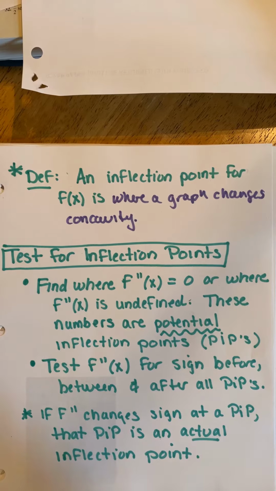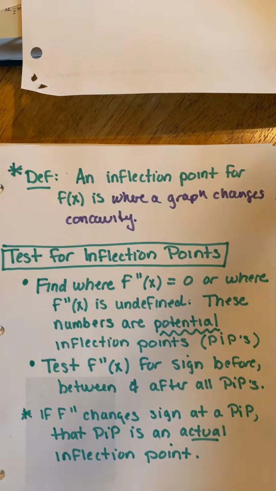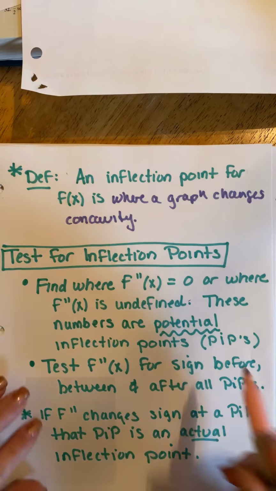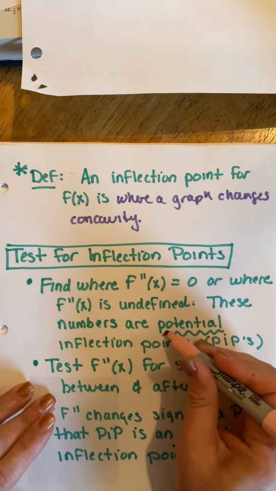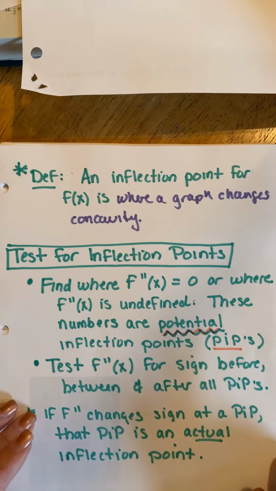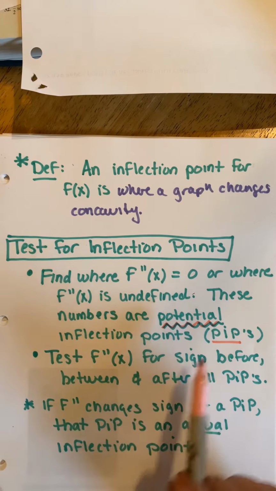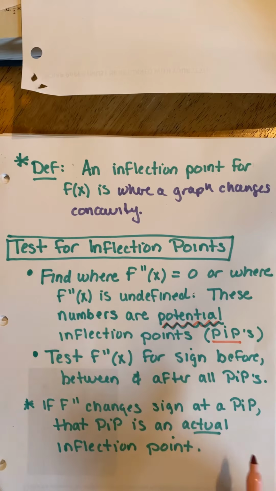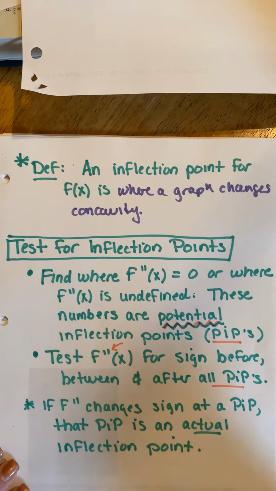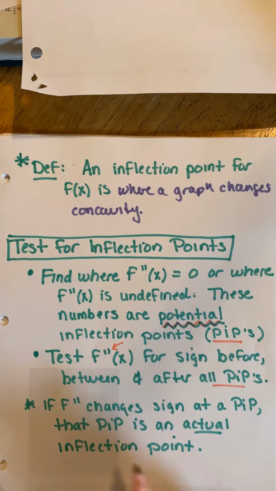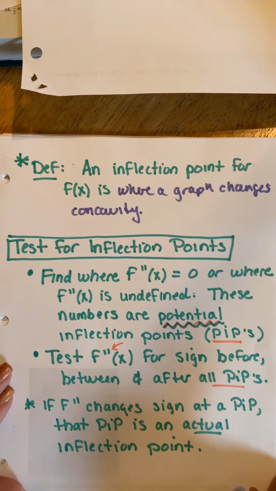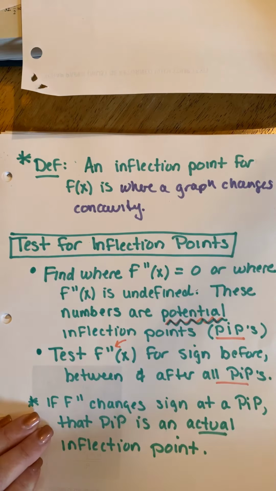To test for inflection points, we set the second derivative equal to 0, and we also decide where the second derivative is undefined. These numbers that we get by setting the second derivative equal to 0 or determining where it's undefined are called potential inflection points. They may or may not be inflection points, so they're just potential. I abbreviate them PIP or PIPs. Once we find our potential inflection points, we put them on a number line. We check the sign of the second derivative before, between, and after all potential inflection points. If the second derivative changes sign at a potential inflection point, it will be an actual inflection point.